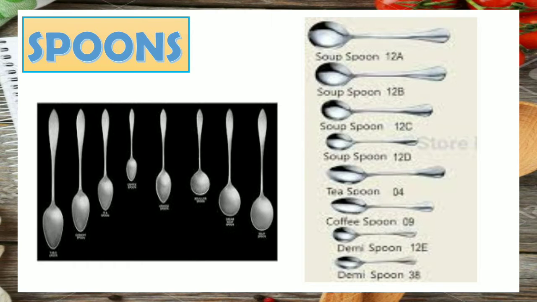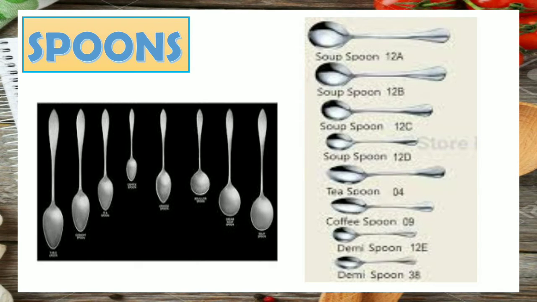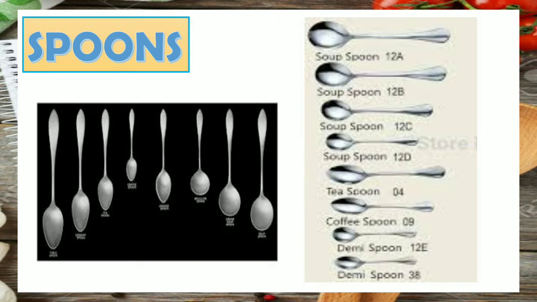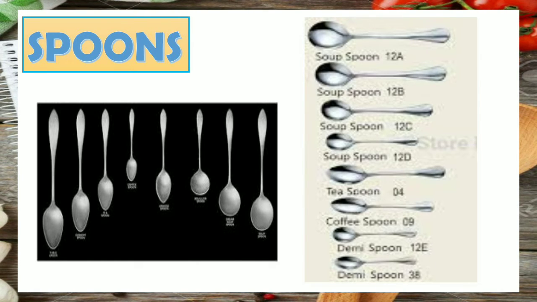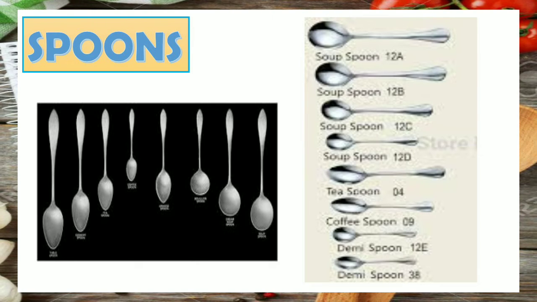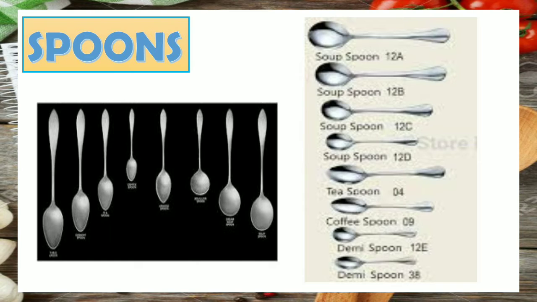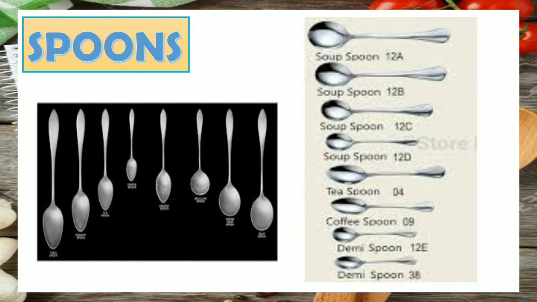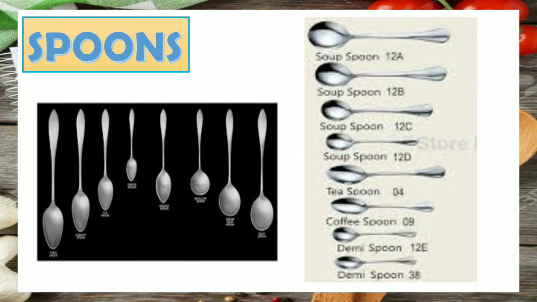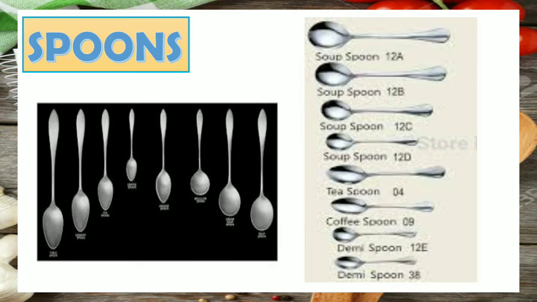Next, we have spoons. So this is a Demitasse spoon. Can you see it? This is a soup spoon, a little bit deeper soup spoon. It has different sizes: teaspoon, coffee spoon, and Demitasse spoon. So these are just some examples of different spoons.